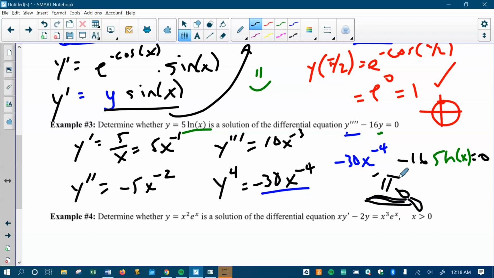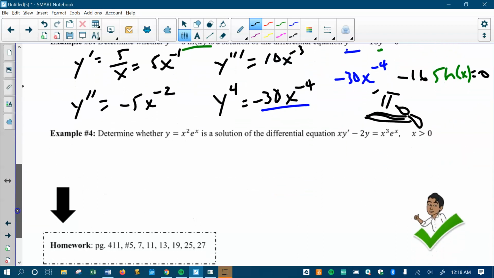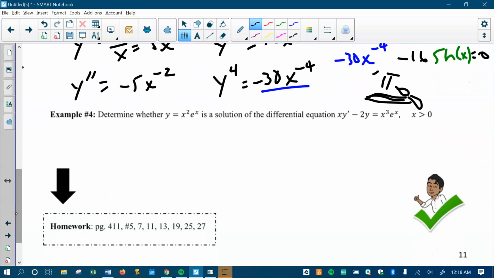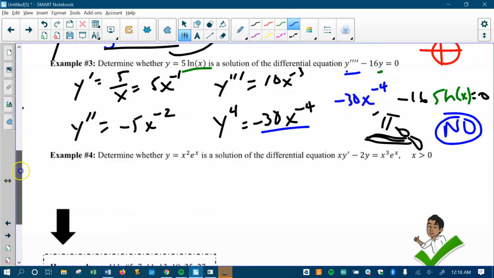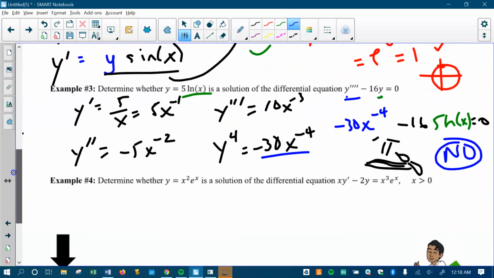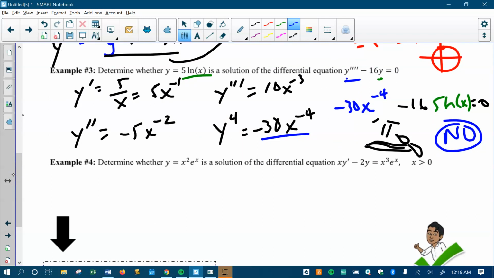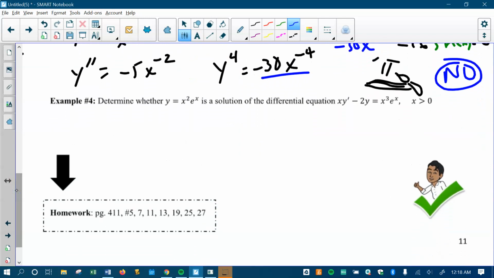Okay, I'm done. All right, so now let's go on to example 4. I don't know if I put an actual answer here. No, no is the answer. I just want to make sure. Yeah, okay, good.